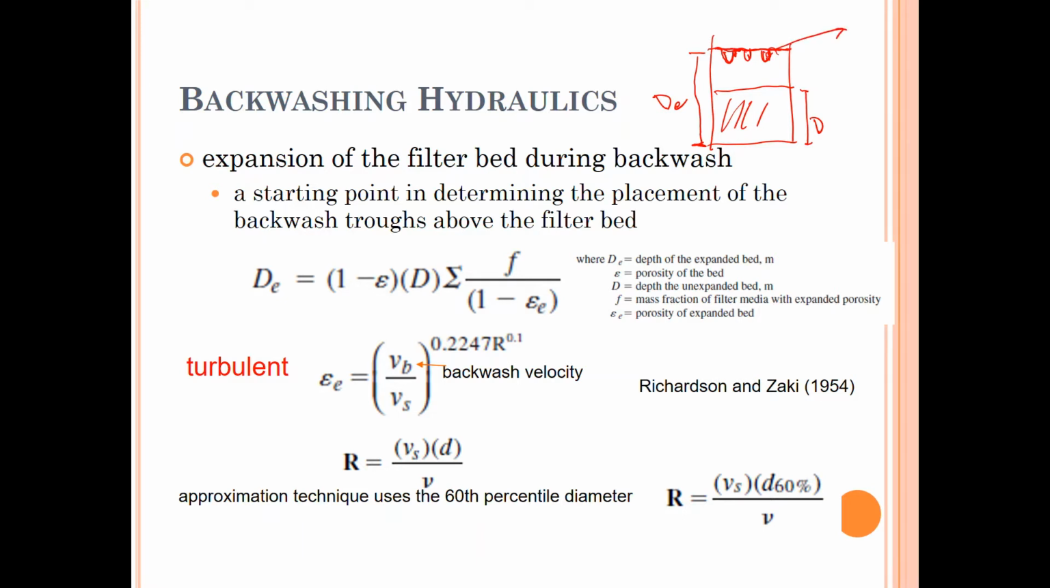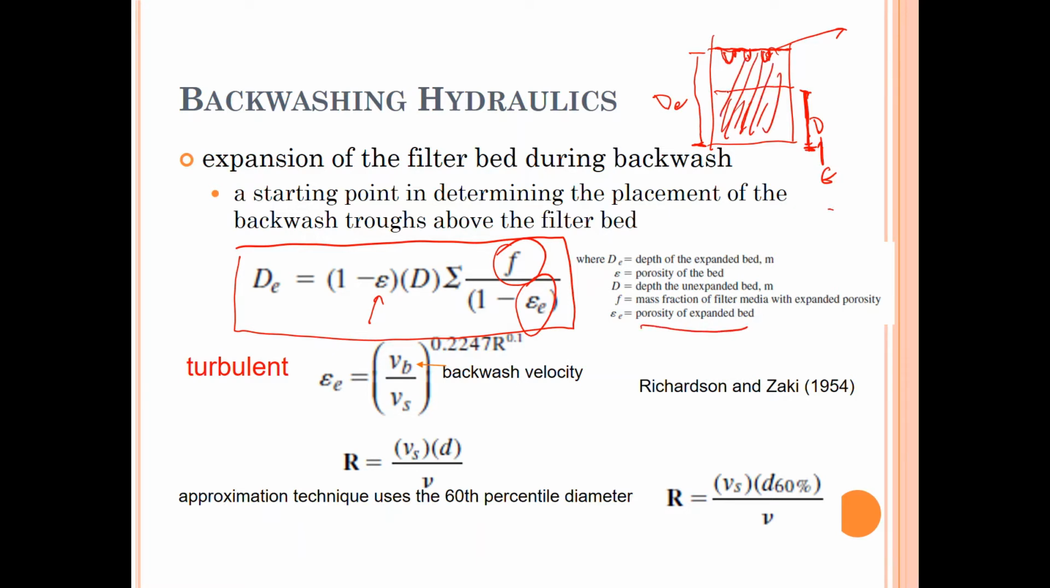We can use this equation to find the depth of the expanded bed. In this equation, you can see epsilon. Epsilon is the bed porosity. D is the depth of the bed. F is the particle fraction retained during sieve analysis, and epsilon E is the porosity of the expanded bed. This is the porosity of the expanded bed, not the bed. We can find the porosity of the expanded bed using the equation given below.